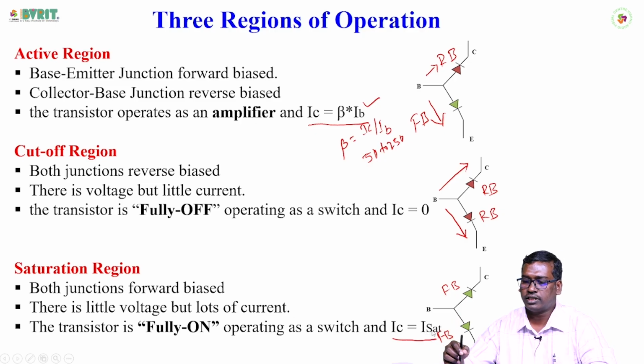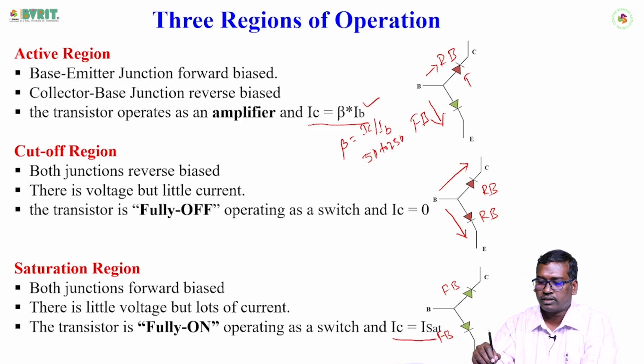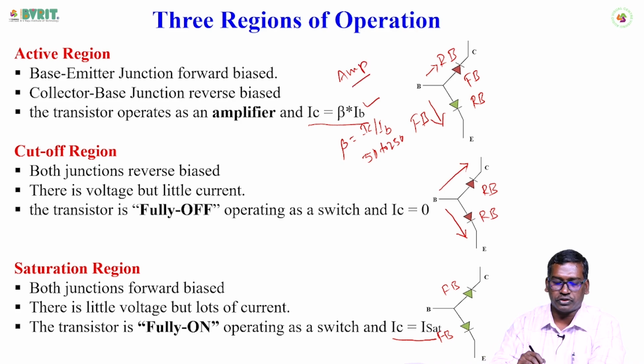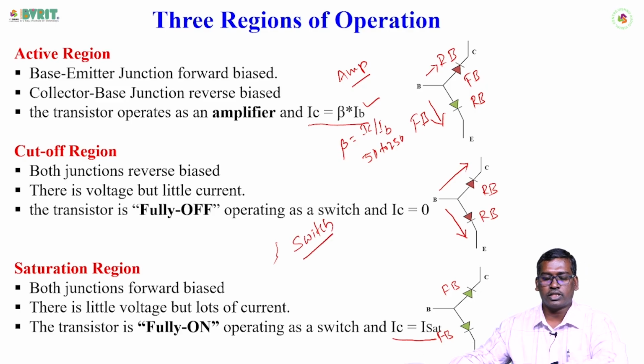And the fourth one: the BC junction is in forward bias and the BE junction is in reverse bias. The transistor is said to be in inverse active. During the inverse active mode, the transistor operates as an attenuator, the opposite of amplification. The active region is the amplifier, and the cutoff region and saturation region you can say are the switch. These are the 2 important applications of BJT.